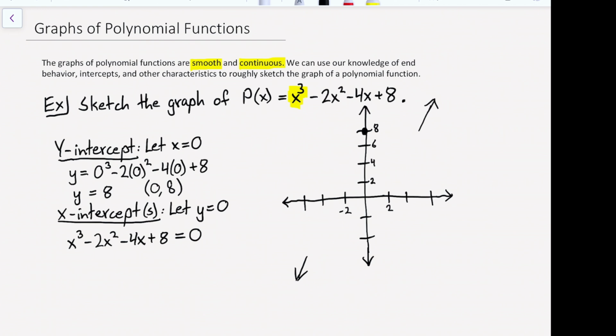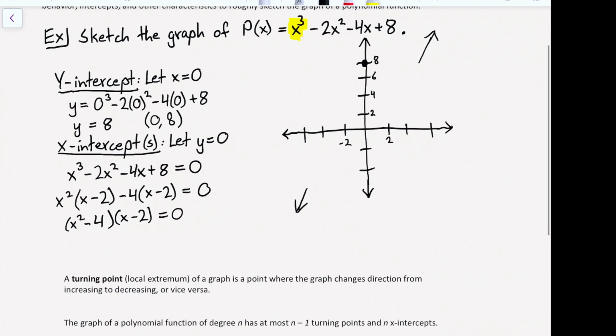In this example, it looks like I can factor this expression by grouping to try solving for x. So let's pair the first two terms together and factor out x squared. And we pair the second two terms together and we factor out negative 4. And it happens to work out with factoring by grouping. We get x squared minus 4 times x minus 2 equals 0.